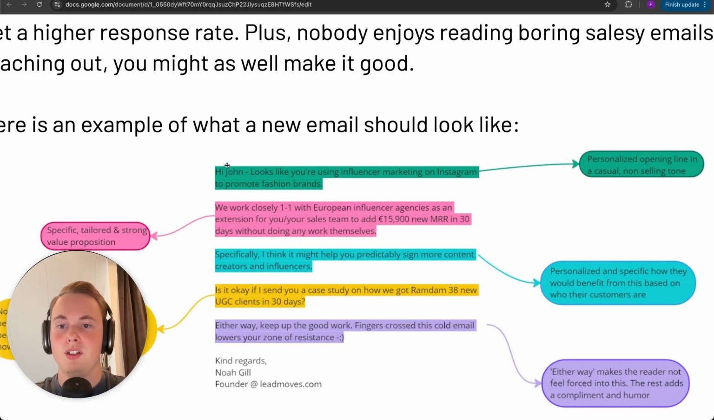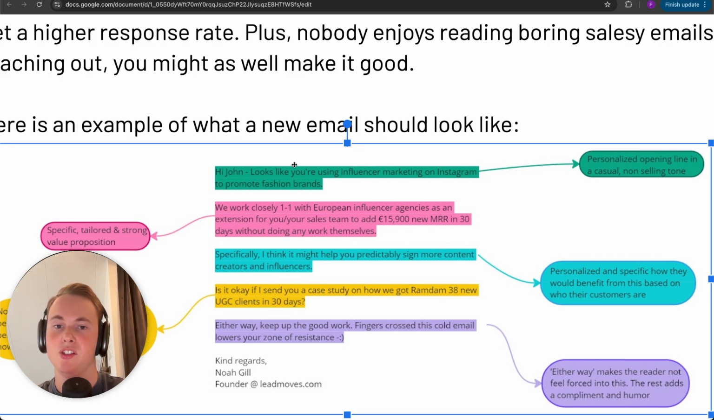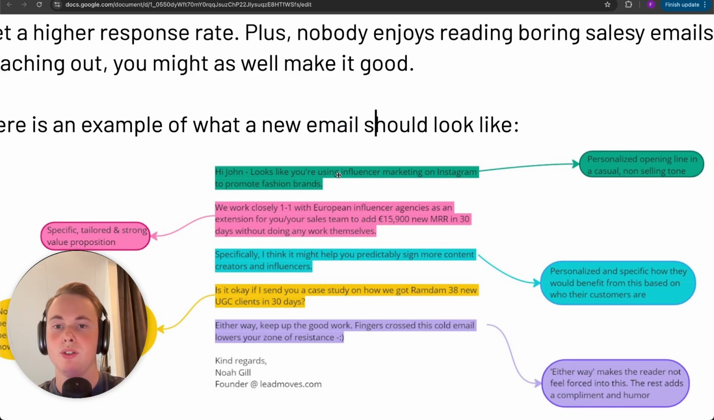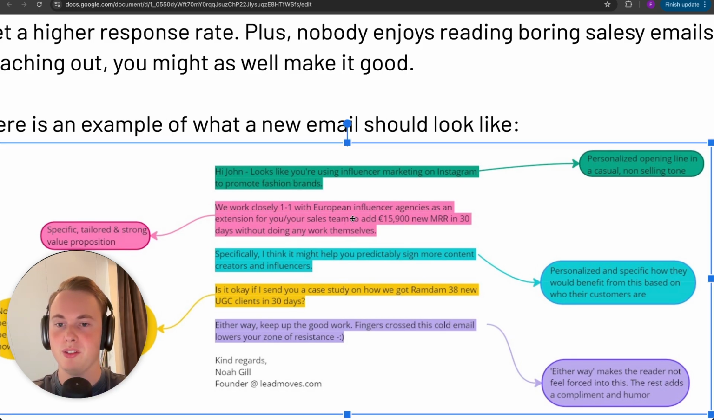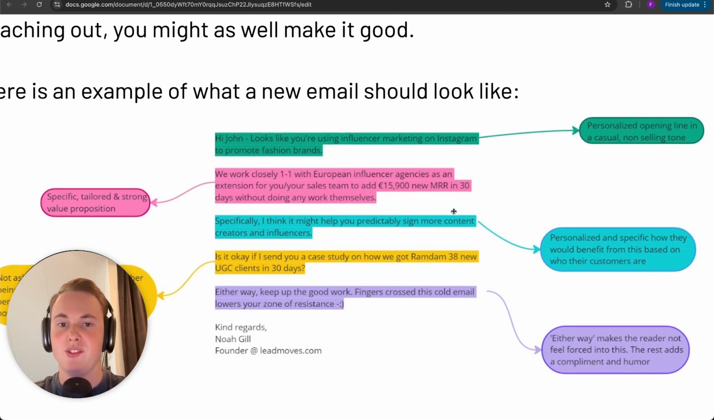So very specific. Actually, it's tailored. It's personalized according to what they're doing. It's a casual tone, not selling tone. It's not like, hi John, I hope you find this email well. None of that stuff. So we work closely one-to-one with European influencer agencies as an extension for you / your sales team to add 15,900 new MRR in 30 days without doing any work themselves.